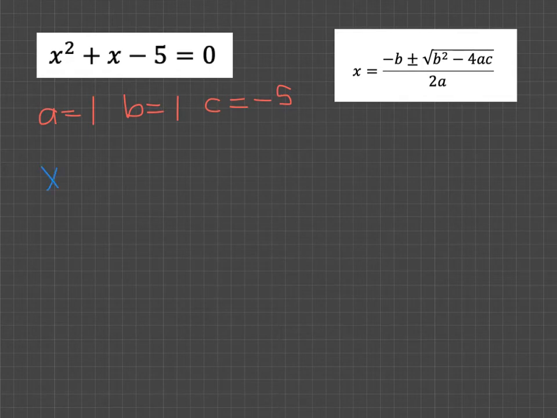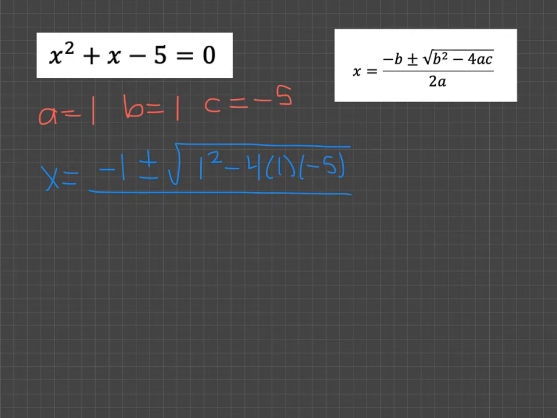So x equals -b, so -1, plus or minus the square root of, we're going to take the b squared, so that's 1 squared, minus 4 times a, which is 1, times c, which is -5, making sure we get the negative in there. And then that entire thing is over the denominator of 2 times a, which is 1. Now, once we have everything plugged in, it's a matter of simplifying, doing the arithmetic.